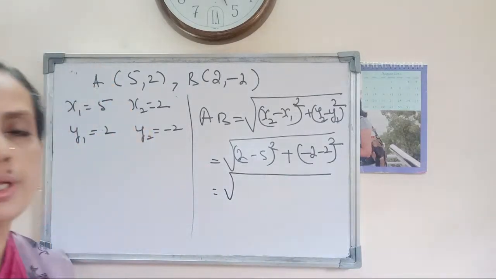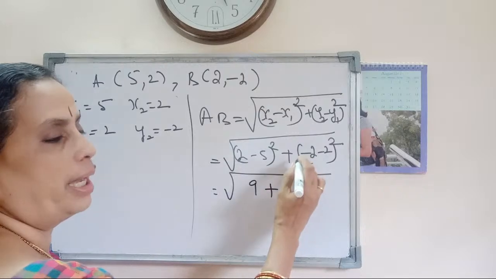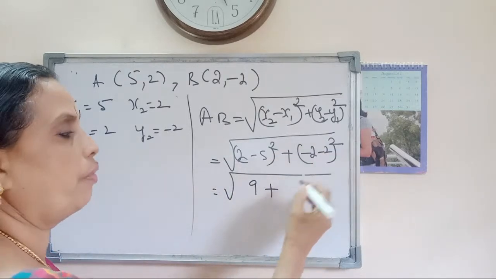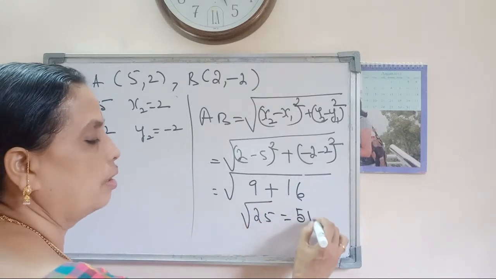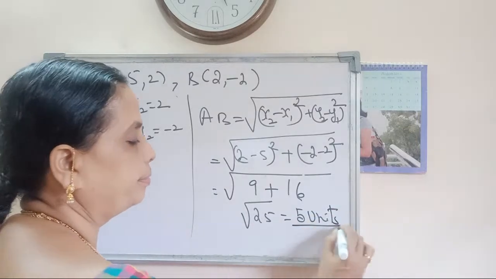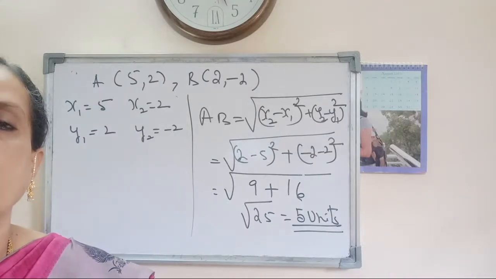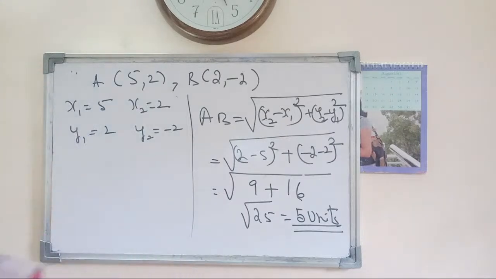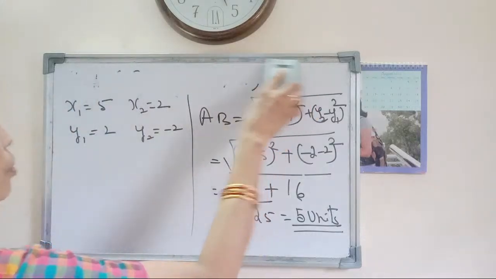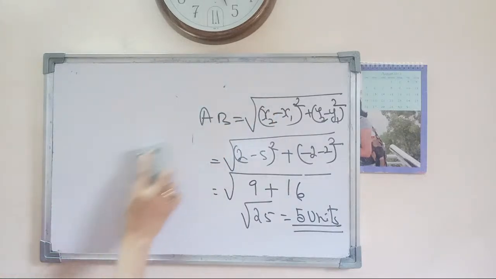Minus 3 whole square. The square of a negative number is positive, so 3 square is 9. Minus 4 square is 16. Again it is root of 25, and the answer is 5 units. So we have found the distance between the 2 points by the application of the distance formula. Next question. Take it down and write the formula, putting the question numbers one after the other.